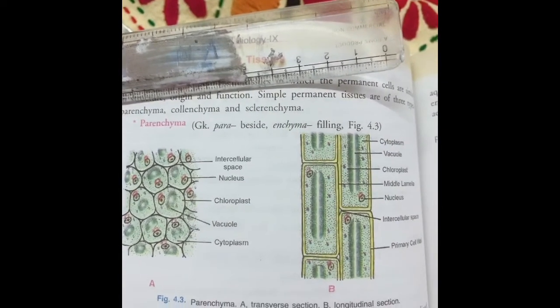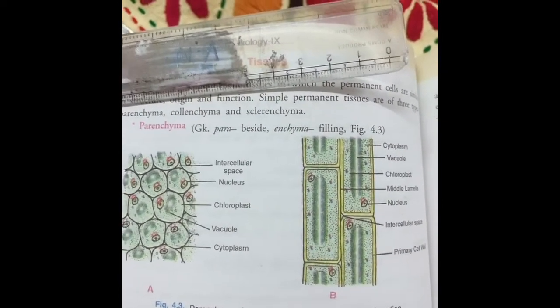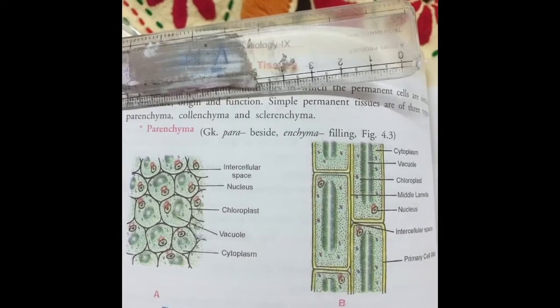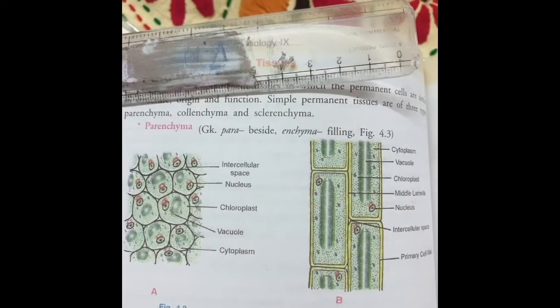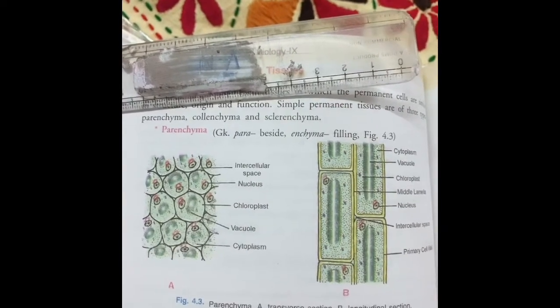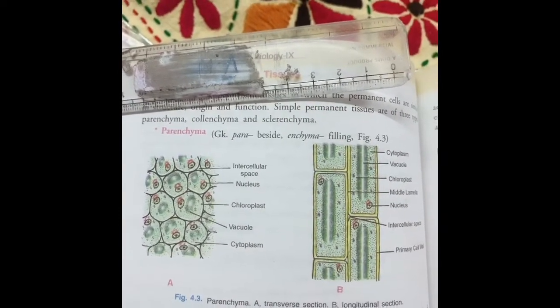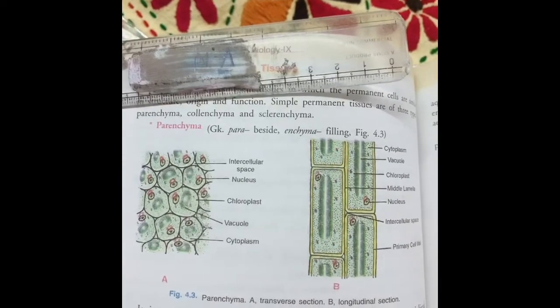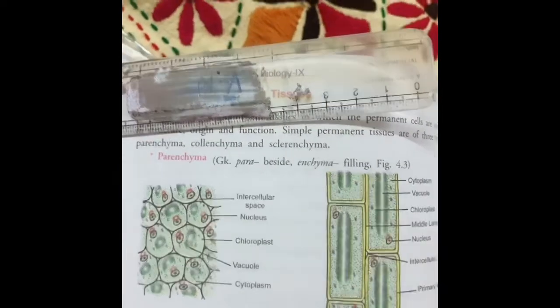Now, talking of the functions. Again, I want you all to write down all the functions which I discussed just now. Functions would be, the main function is storage. Storage of food is the major function of parenchymatous cells.